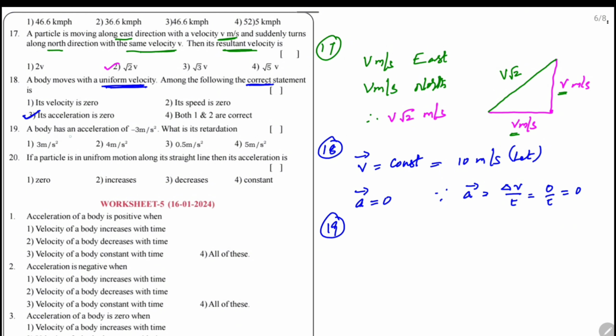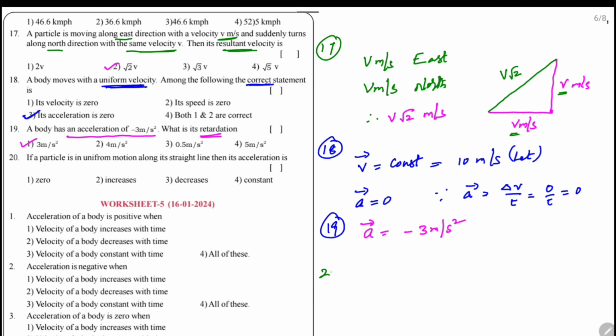Next, question number 19. A body has an acceleration of minus 3 meter per second square. Then what is the retardation? Retardation is nothing but negative acceleration. So the retardation will be just 3 meter per second square.